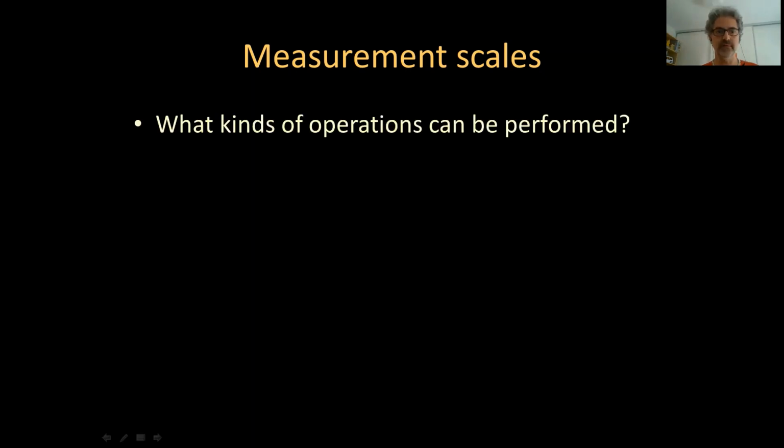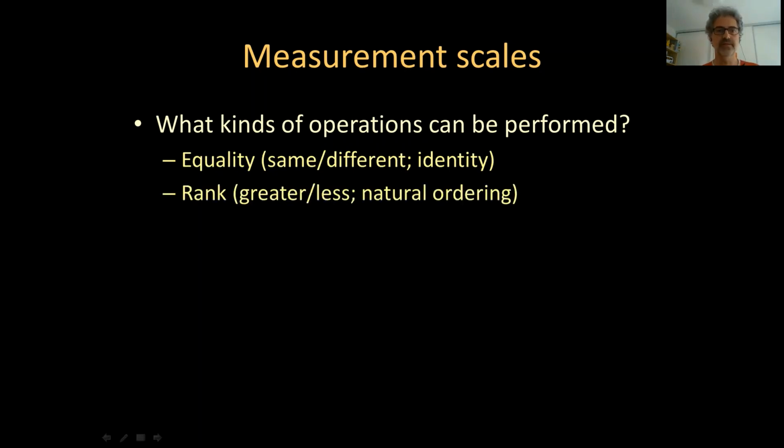So what kinds of operations are we talking about? Well, the first one has to do with equality. Can we say that two values are the same or different? Or identity, in other words. This is something we can always do. The second possible operation is ranking. Can we say that some values are greater than others, or better than others, or in some sense there is a natural ordering among possible values of our variable?